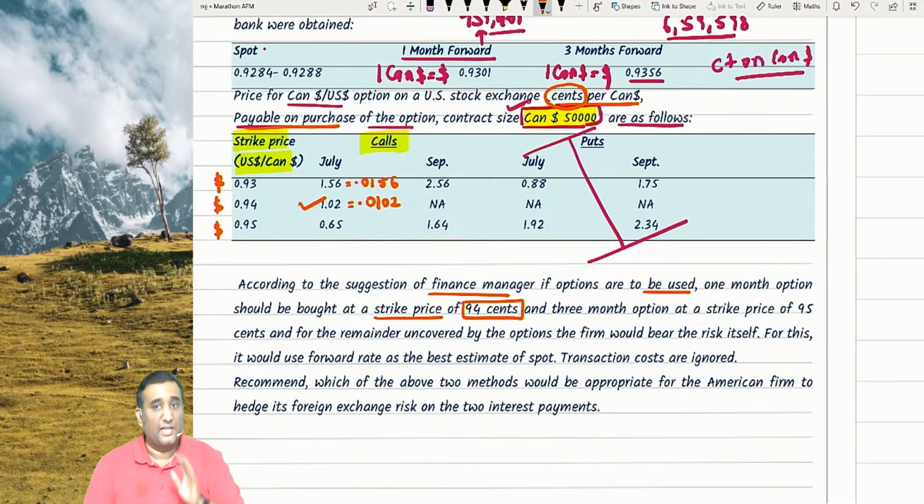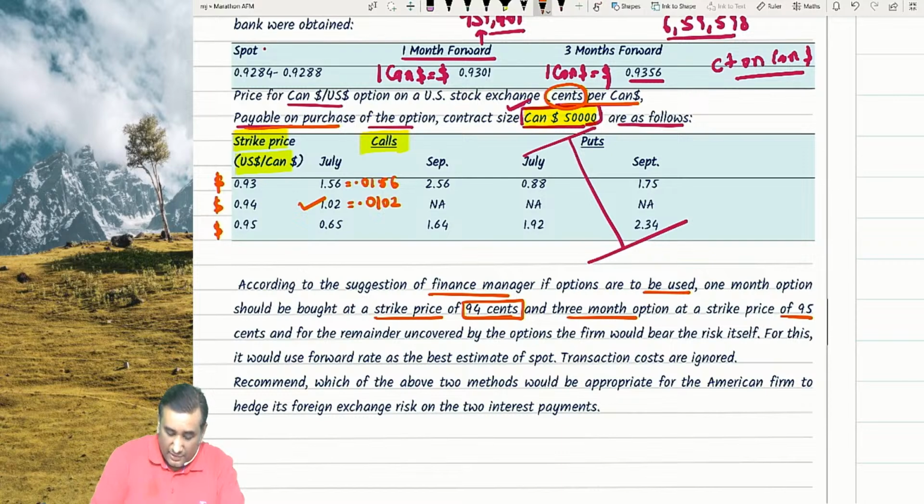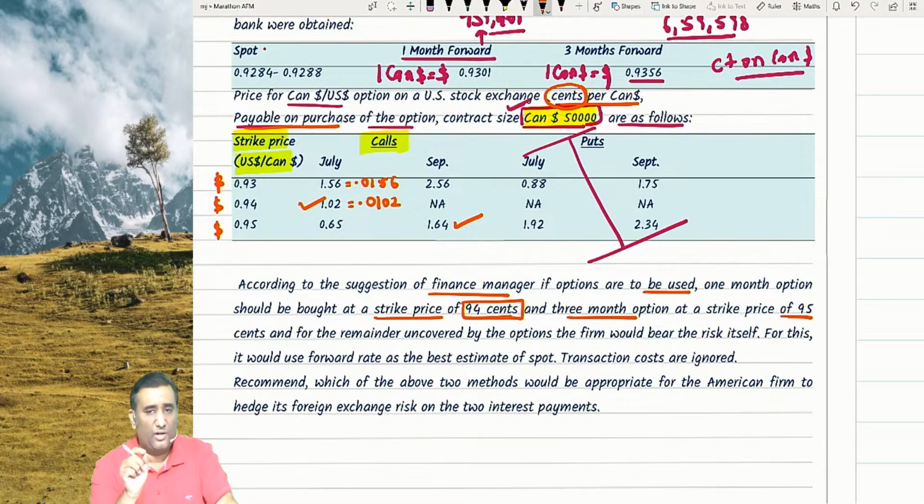Now in 1 month, 3 strike prices are given. Which strike price option? He will have to tell you. He says buy the 94 cent option. That means the premium paid would be 0.0102. And for 3 months at a strike price of 95, that means 1.64. The premium would be 0.0164. Now, how many dollars in July?